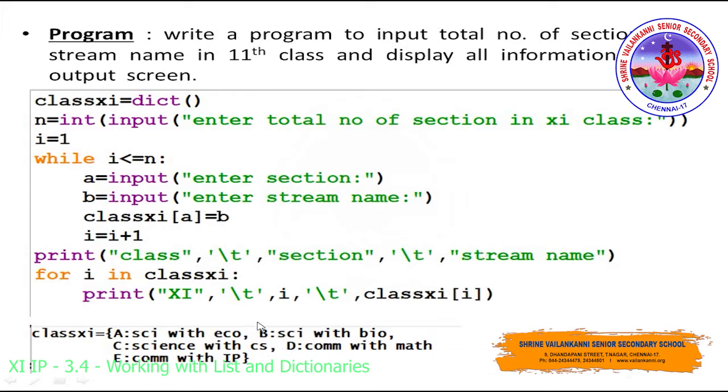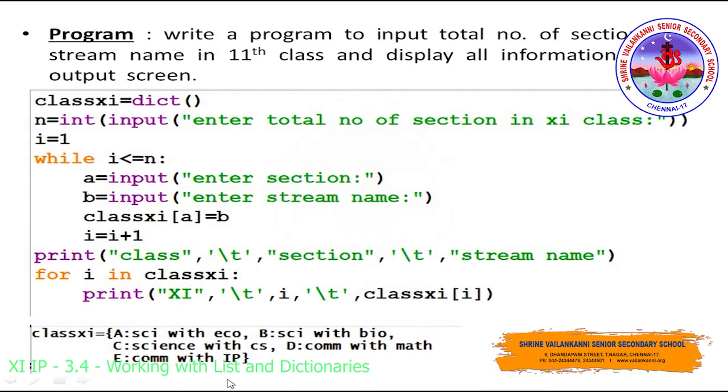Now all the dictionary which we have created is temporarily getting stored inside this class 11 variable. Now we are going to retrieve everything and display it as a whole. To display that, we are going to use a for loop, right? So for I in class 11, I is a control variable which we are going to traverse with inside the class 11 dictionary which we have created like this.